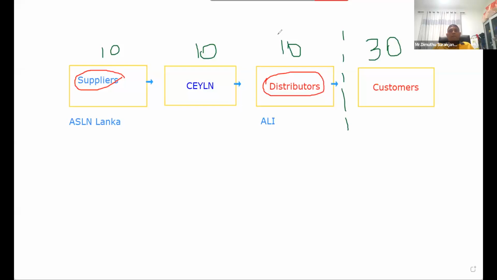Now when it comes to Mendelow's matrix, you may remember Mendelow's matrix. There are four parts, no? Four parts.